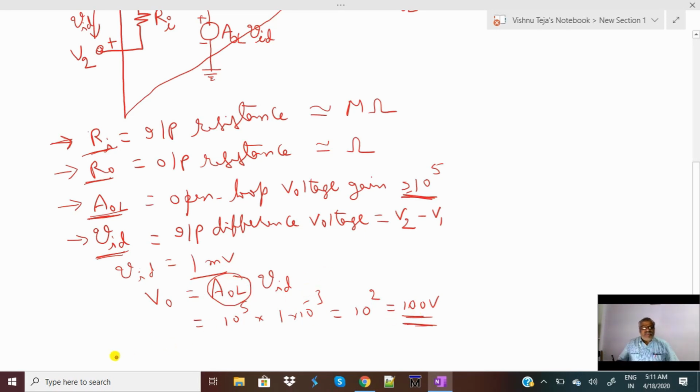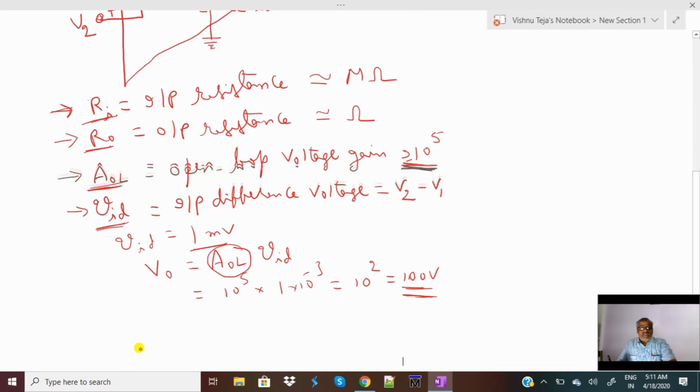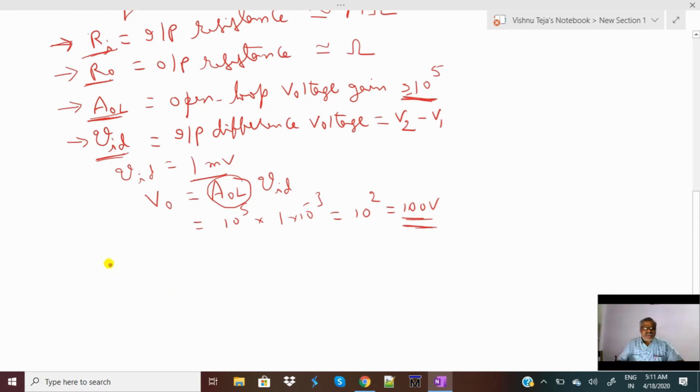due to the very large open loop gain of the amplifier. Any operational amplifier requires two DC power supplies for its operation. Generally, they are represented with plus VCC and minus VEE. Both values will be equal in magnitude. For example, if plus VCC is 15 volts, then minus VEE will be taken as minus 15 volts. Everybody follows these notations, plus VCC and minus VEE.